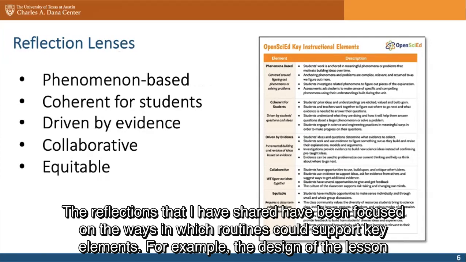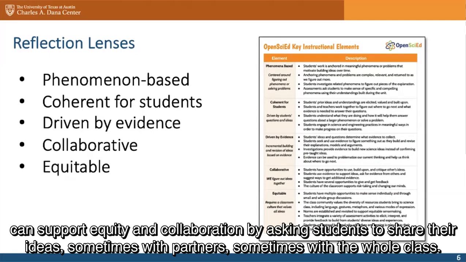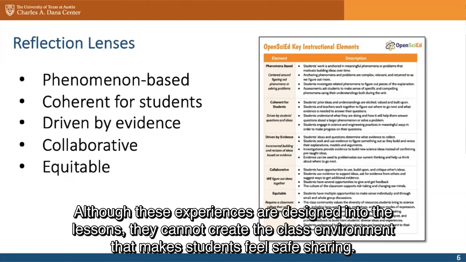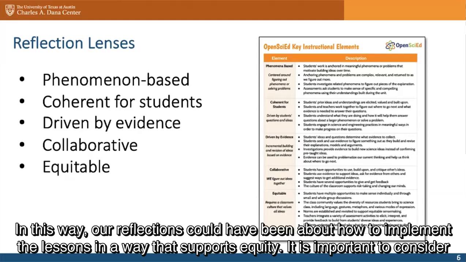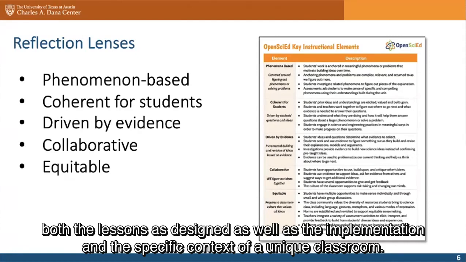The reflections that I have shared have been focused on the ways in which routines can support key elements. For example, the design of the lesson can support equity and collaboration by asking students to share their ideas, sometimes with partners, sometimes with the whole class. While these experiences are designed into the lessons, they cannot create the class environment that makes students feel safe sharing. In this way, our reflections could have been about how to implement the lessons in a way that supports equity. It is important to consider both the lessons as designed, as well as the implementation in the specific context of a unique classroom.